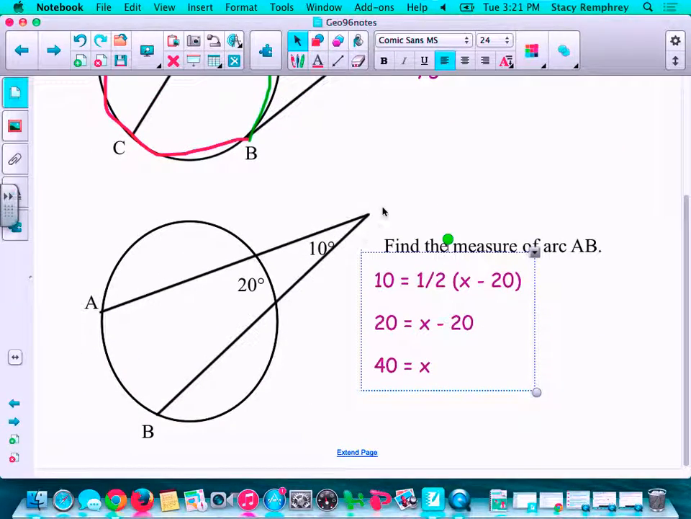And the one below that, this vertex is outside the circle, so it's half the difference of the intercepted arcs. So I just set up the equation where arc AB is x, and I solve that equation.